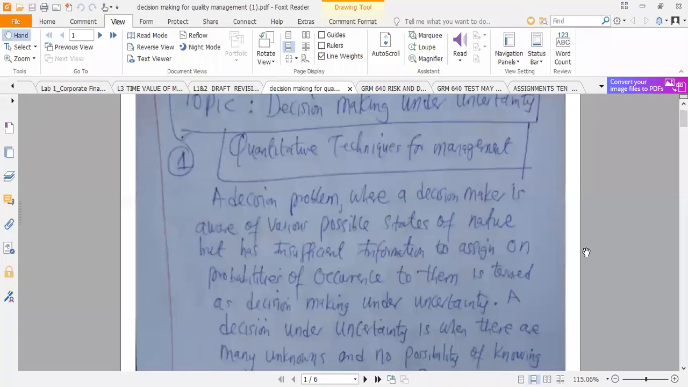So we're going to look at decision making under uncertainty. Tomorrow or the next session, that's when we'll look at decision making under certainty. So a decision problem where a decision maker is aware of various possible states of nature, but has insufficient information to assign probabilities, we term this as decision making under uncertainty. You don't know the chances that you're going to make a certain profit. You don't know what associated probabilities are attached to that. So that is called decision making under uncertainty.